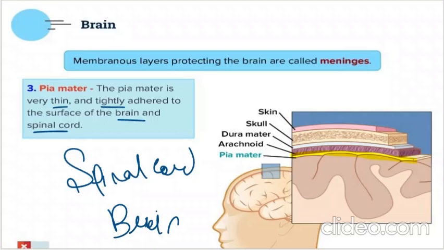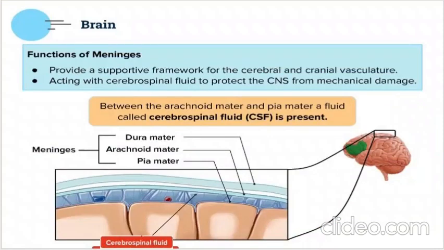So above the brain we have the pia mater, arachnoid, dura mater, then the skull, and then the skin also. You can understand we have 5 layers. After the 5 layers the brain comes.